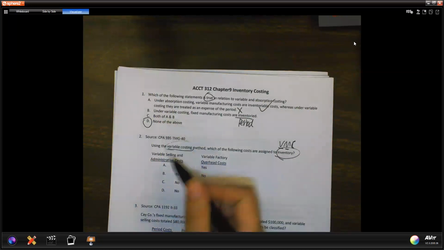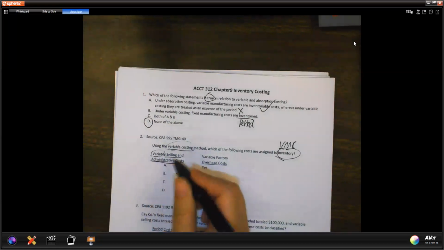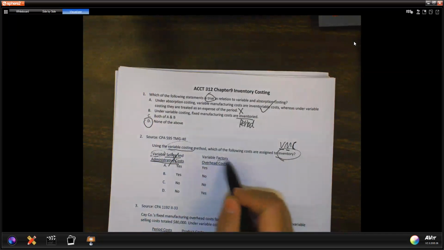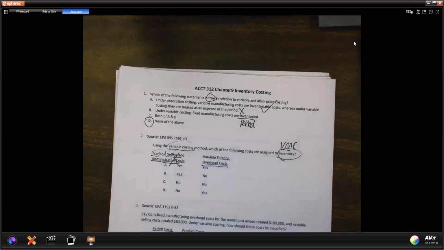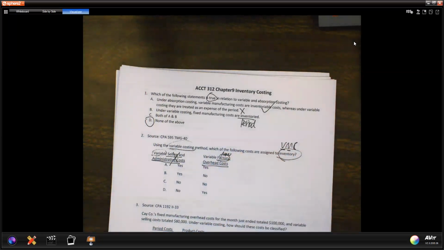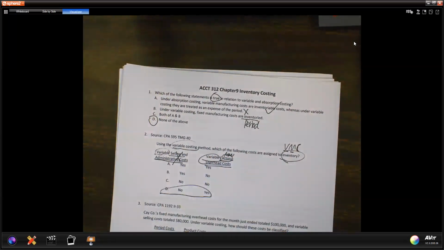Selling and administrative, although it's variable, is not your manufacturing cost, so it can never ever be an inventoriable cost. Variable factory overhead cost, this is your manufacturing cost, right? Because it's your factory overhead and it is variable. So our answer is D.